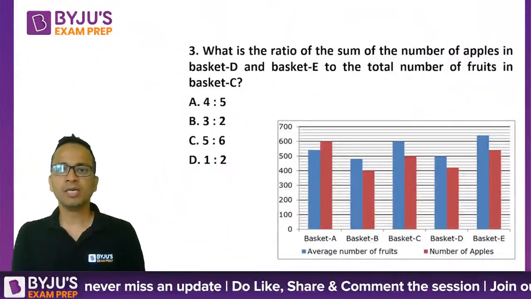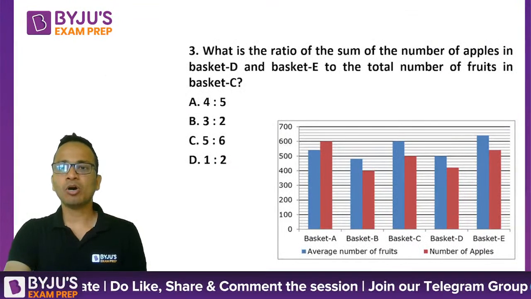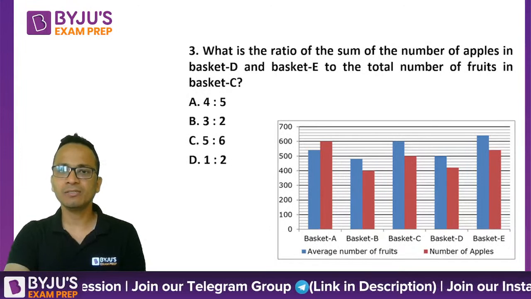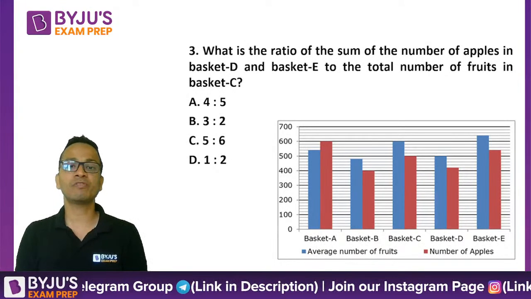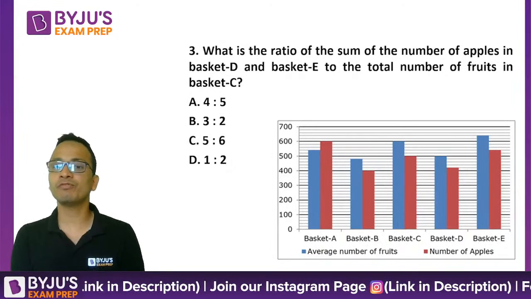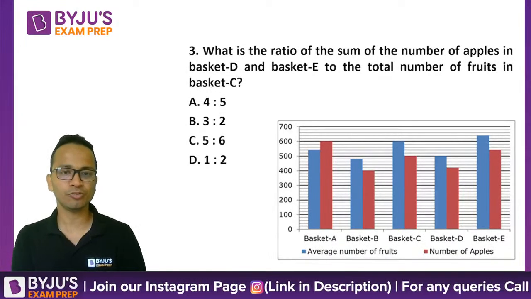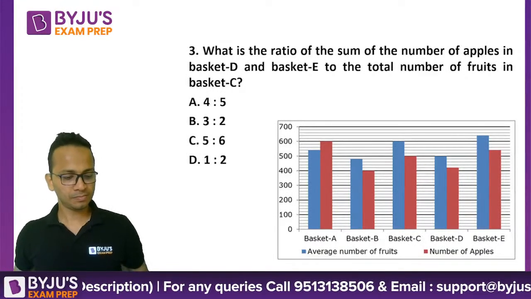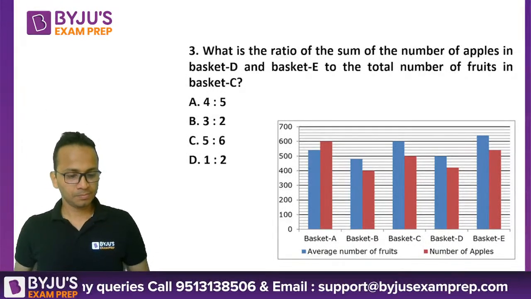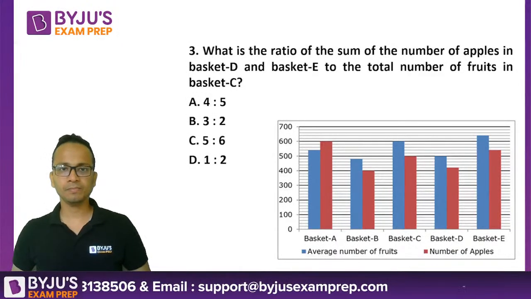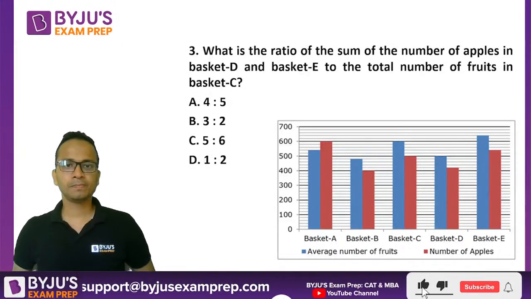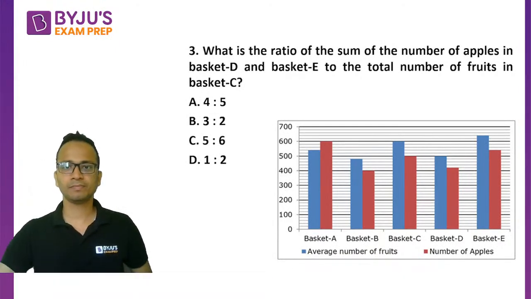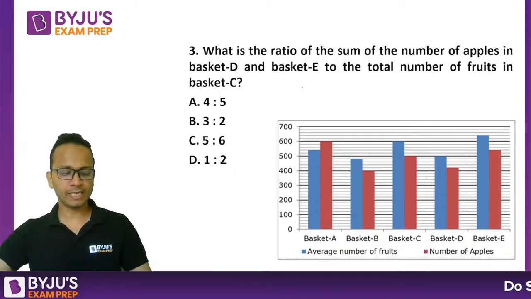Question number 3. What is the ratio of the sum of number of apples in basket D and E to the number of fruits in basket C? A very easy question for all of you. Very, very easy question. Yes, any answer?